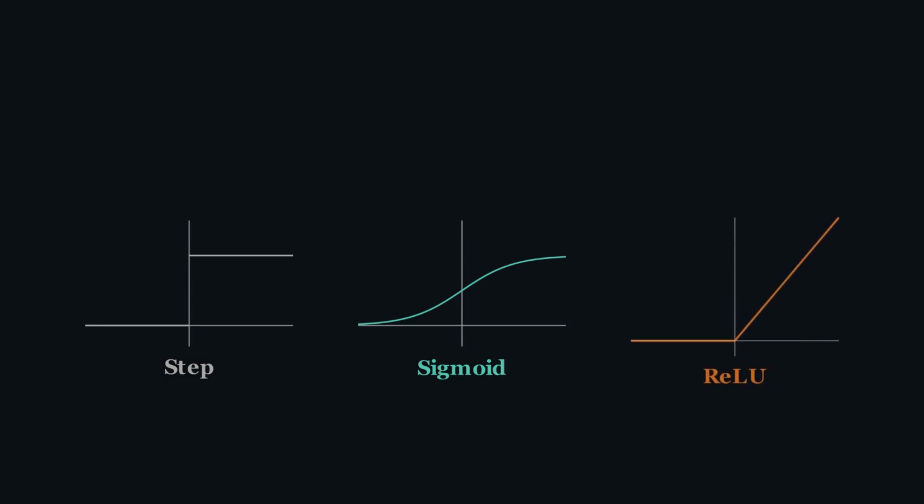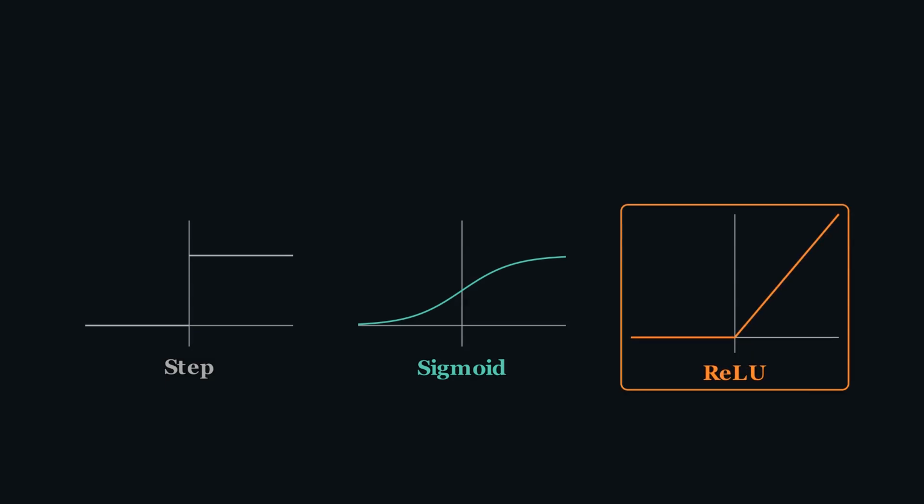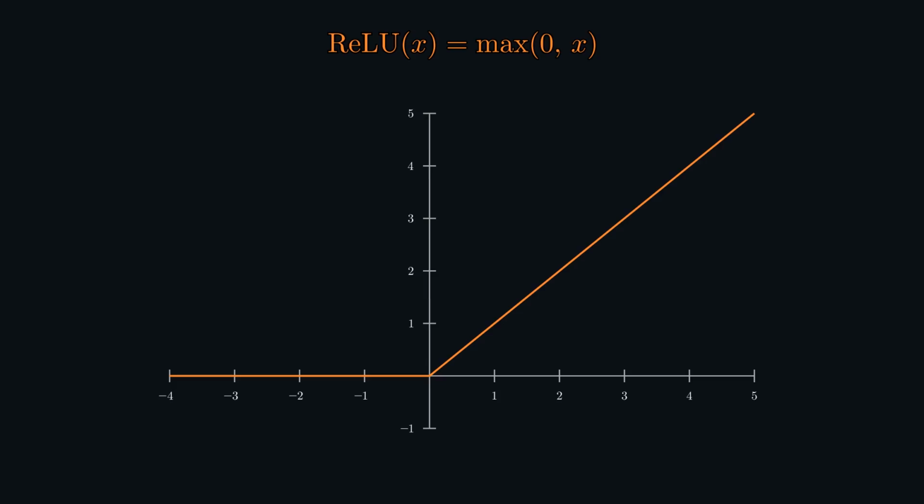And then ReLU, the rectified linear unit. It could not be simpler. Below 0, the output is 0. Above 0, the output equals the input. A hinge, a ramp. ReLU of -2 is 0. ReLU of 0 is 0. ReLU of 1 is 1. ReLU of 3 is 3.